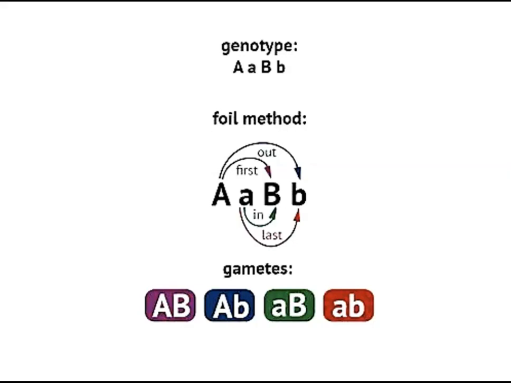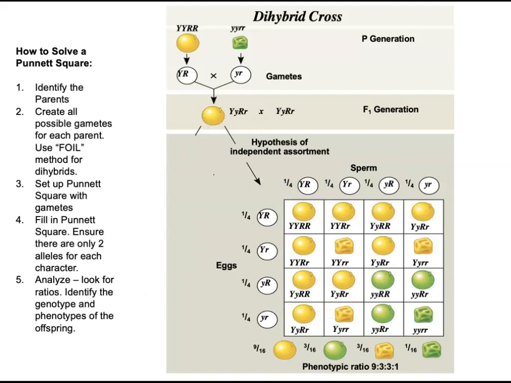Back to our example, it is very similar to the one that we just used. The F1 generation is able to create 4 gametes: big Y, big R, big Y, little r, little y, big R, and little y, little r. Because we are crossing the F1 generation by itself, both the sperm and the egg make these 4 gametes. So step 3, set up the Punnett square. The 4 gametes for the sperm are across the top, and the 4 gametes for the egg are across the side.